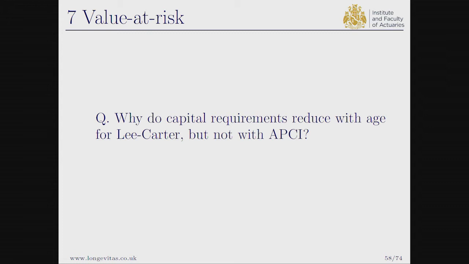One question which cropped up was why do the capital requirements reduce with age for the Lee-Carter model, but not for the APCI model? The answer is that this kappa term for the Lee-Carter model is modulated by beta x, and beta x tends to be small and close to zero under the Lee-Carter model for high ages. In the APCI model, it's entirely unmodulated, and this leads to comparatively larger impact at the older ages, which is one reason why the APCI model paints such a different picture of the capital requirements.